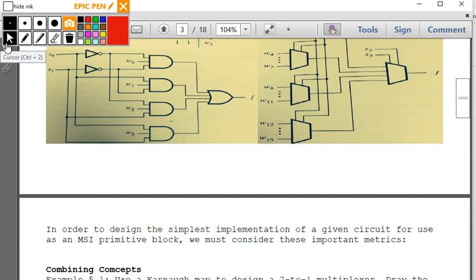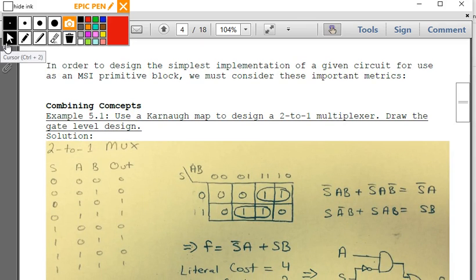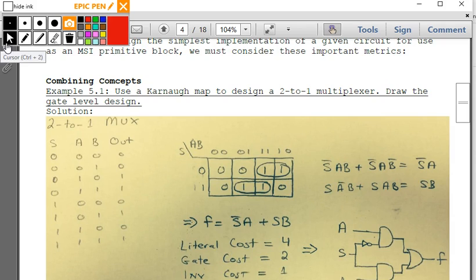So I wanted to combine some concepts here. So I brought back our good old Karnaugh maps. And so how do we actually design a 2-to-1 mux? What's the actual physical implementation? So using a Karnaugh map to design a 2-to-1 multiplexer, draw the gate level design. Here, ignore this stuff about literal cost and everything, but I have a select line, A and B, and we've done our gray coding. So we have 0, 0, 0, 1, 1, 1, and 1, 0.